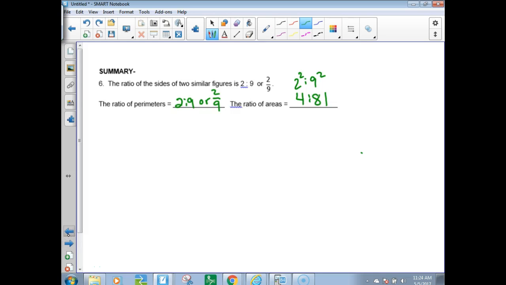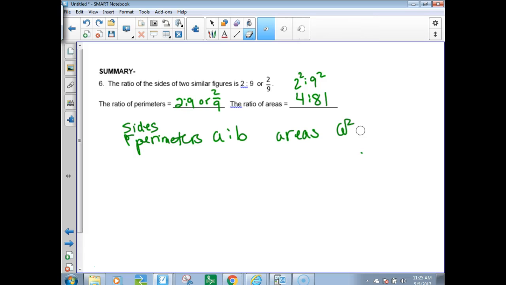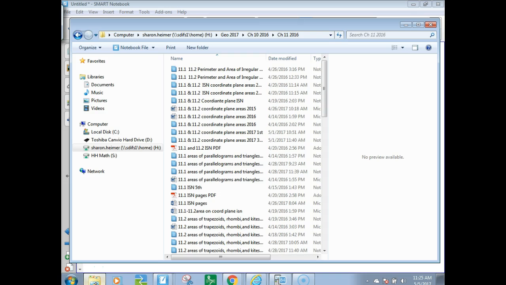Okay, so I guess maybe I could summarize a little bit more. The sides and perimeters are in a ratio of A to B. Areas are A squared to B squared. Got to know that. All right, so now we're going to go to the packet.